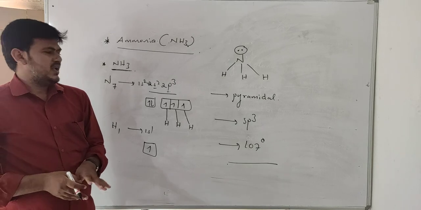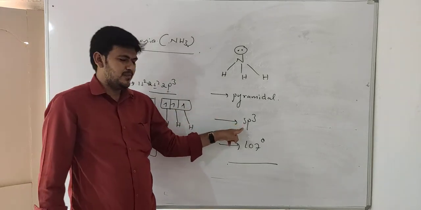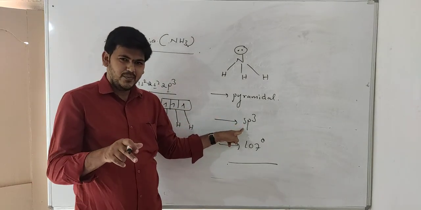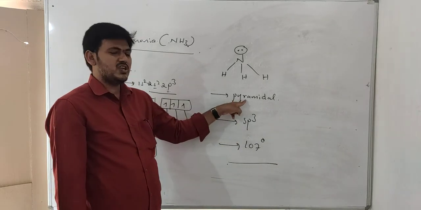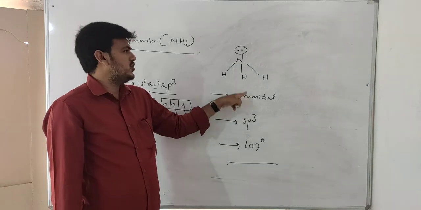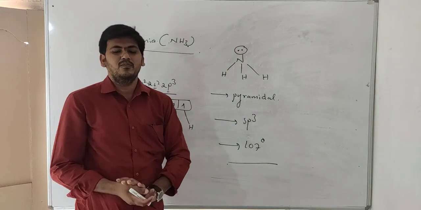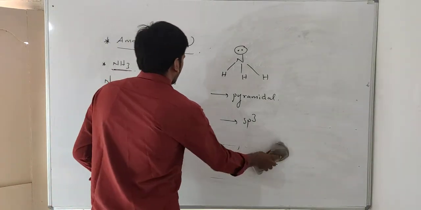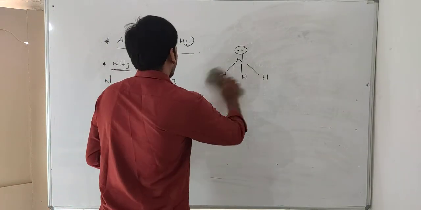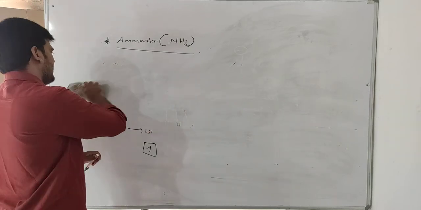So in ammonia, nitrogen undergoes sp3 hybridization. In sp3 hybridization, actually the shape is tetrahedral, but in ammonia the existing shape is pyramidal due to repulsion between lone pair and bond pairs. Okay, so ammonia is completed. And next one, water.